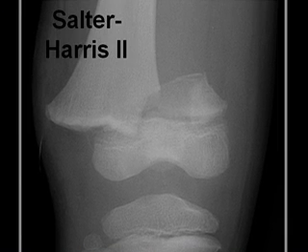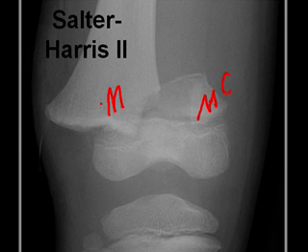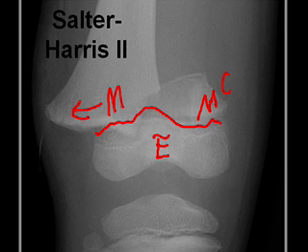Well, if you said it was a Salter-Harris 2, you were correct. This is one part of the metaphysis. This is the corner sign. Here's the remainder of the metaphysis that has been displaced laterally, and here is the epiphysis. The fracture extends along the epiphyseal plate and into the metaphysis. This is a Salter-Harris 2 fracture.